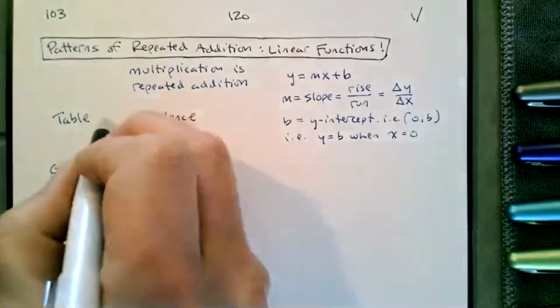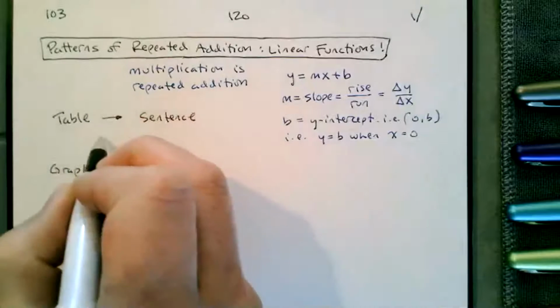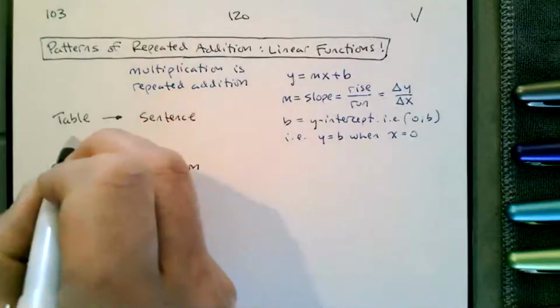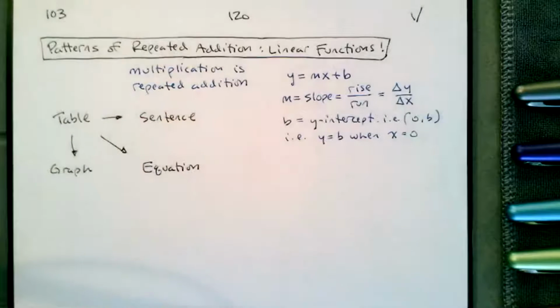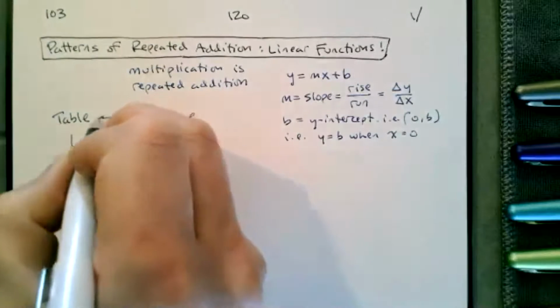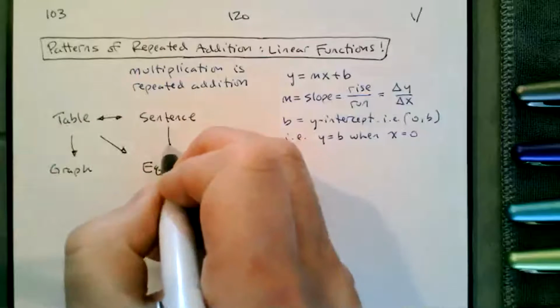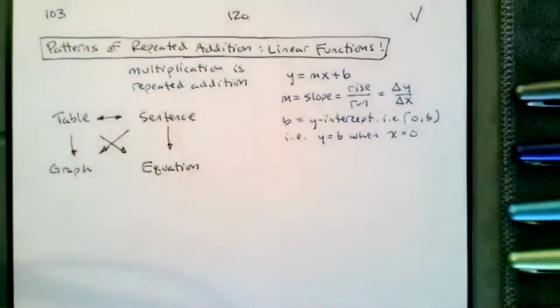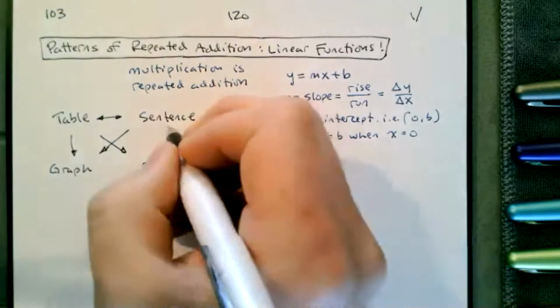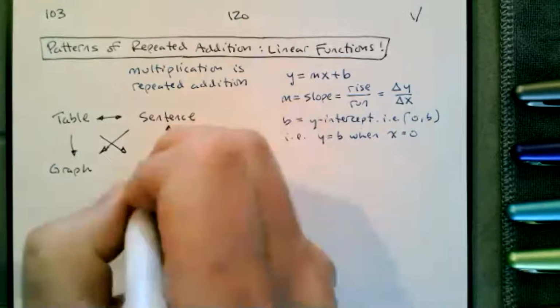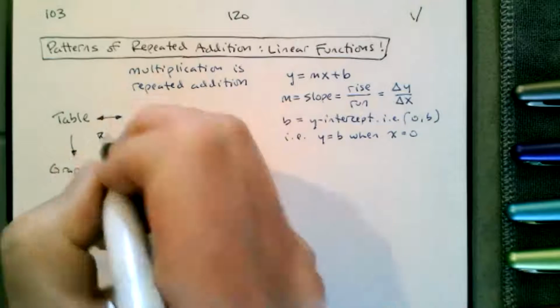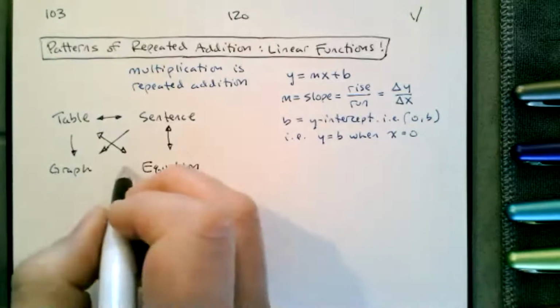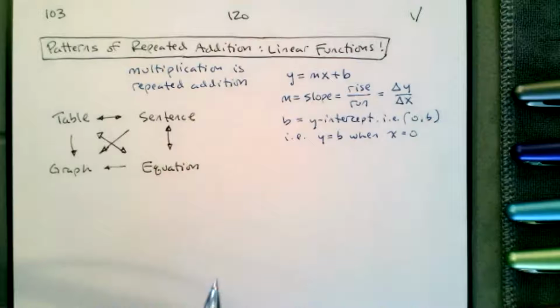From a table, we want to be able to come up with a sentence, or maybe an equation, or a graph. If we're looking at a sentence, we want to think about what that means in a table, what that means in an equation, how that would appear in a graph. If we're given an equation, we would want to think about how the equation can be described with a sentence, or how the equation would create numbers in a table, or how the equation can produce a graph.